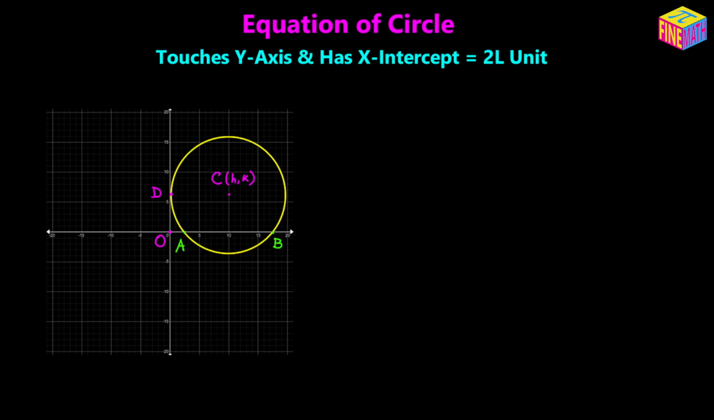Next, I am going to drop a perpendicular from C onto the x-axis as well as onto the y-axis. Let's suppose the perpendicular landed at point E on the x-axis and at point D on the y-axis. If we are given the coordinates of the center of a circle, then we know we are talking about a very specific circle, just a single circle, right? But if we are not given the coordinates of the center, however, we are given the radius and some other information, then there could be multiple possibilities.